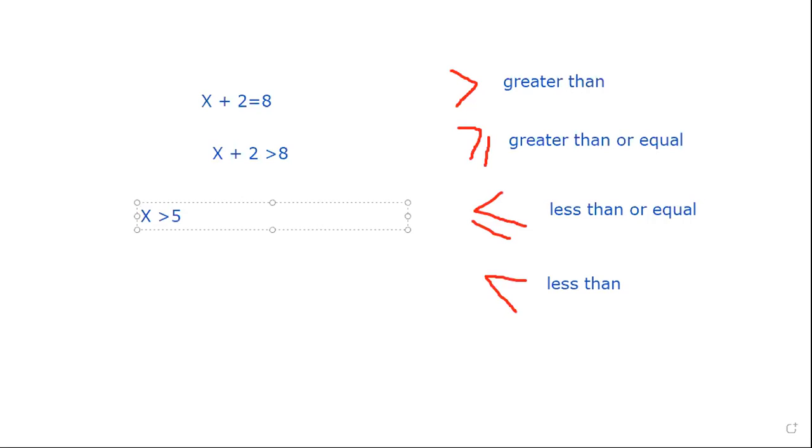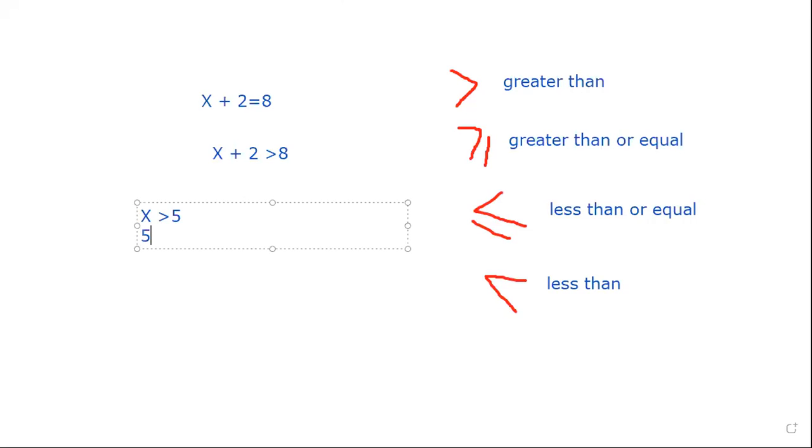5. To solve the inequality means that we are going to search for a number. When we replace the value of x by it, the inequality will be correct. Could you please give me a value for x that makes this inequality correct? If we put what instead of x? 6, right. What else? 7, 8, 9, higher than 5.